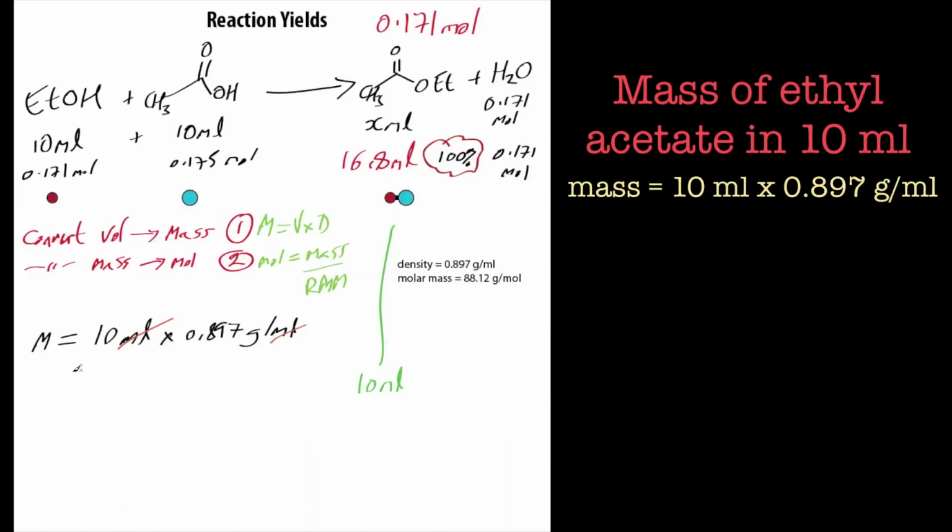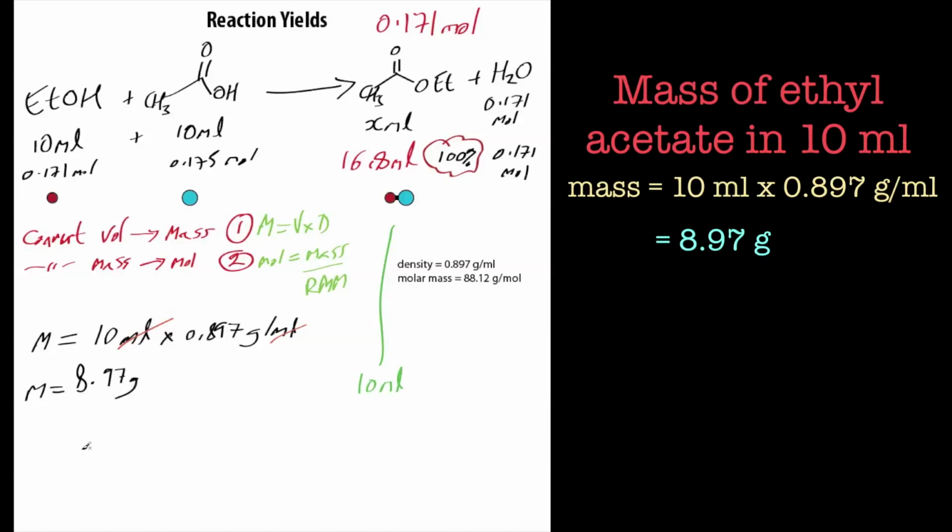So the mass in that is a pretty straightforward calculation because we've got 10 mils, so M equals 10 times 0.897, which is 8.97 grams. Okay, so that's the first stage done. We converted volume to mass. The next stage is to convert the mass to how many moles.